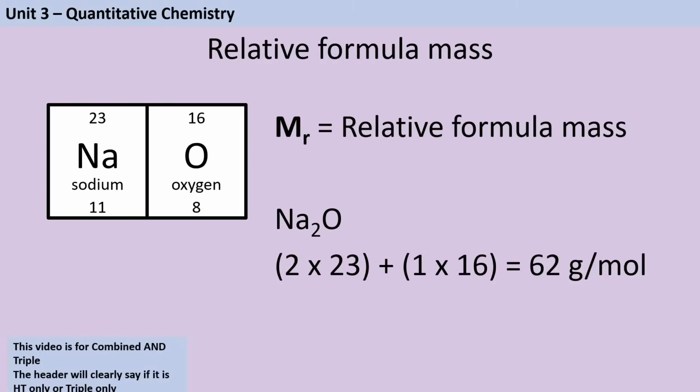So here, sodium has a mass of 23, and there are 2 atoms of sodium per formula unit of sodium oxide, so 2 lots of 23. Oxygen has a mass of 16, so plus 1 lot of 16 gives me 62.